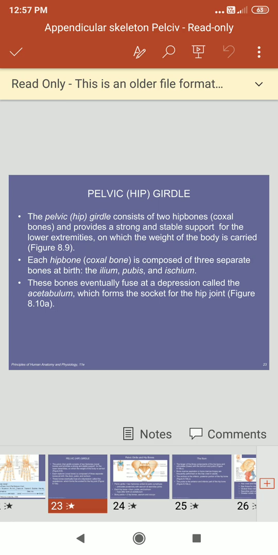So now the important one is the pelvic girdle. This pelvic girdle is one of the important parts of the human skeleton. It looks like a ring-like bony structure and is located in the lower part of the trunk region. It connects the axial skeleton to the lower limbs.